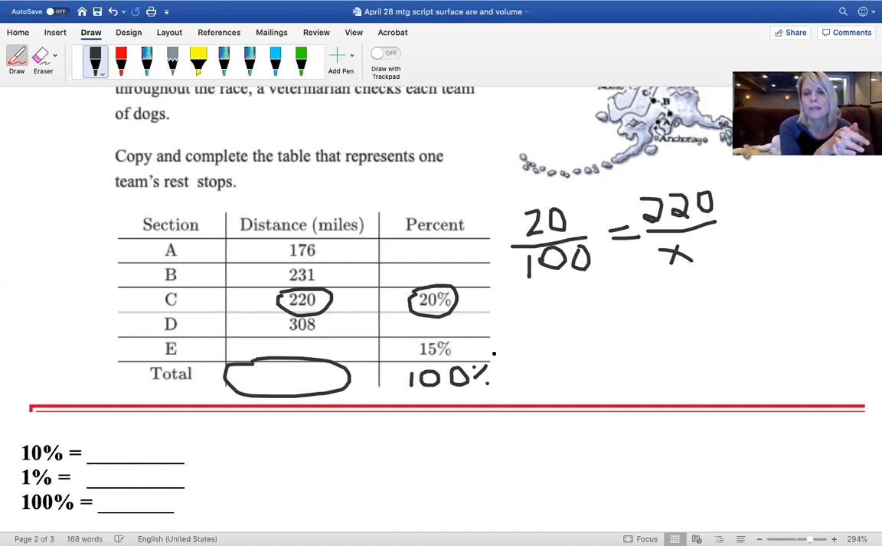So what is my next line going to look like when I do my cross products? So remember cross products. What is the next line going to look like? So what equals what when I do cross products? Make sure you type in chat. Tell me what you get when you do cross products.